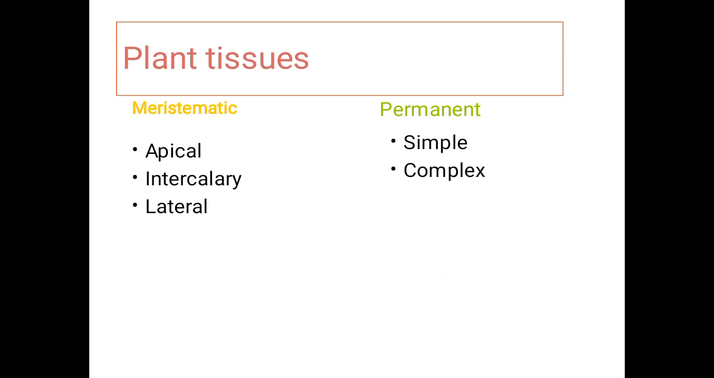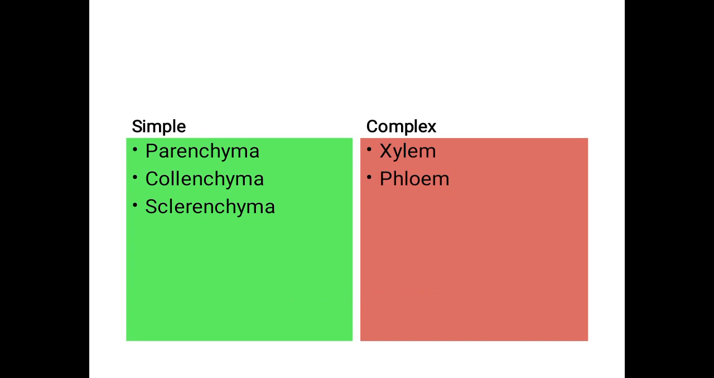And permanent tissues are of two types: simple permanent tissues and complex permanent tissues. Simple permanent tissues, again, are classified into parenchyma, collenchyma and sclerenchyma. This also we discussed in the last video. So now we are going to study about the complex permanent tissues, that are xylem and phloem.